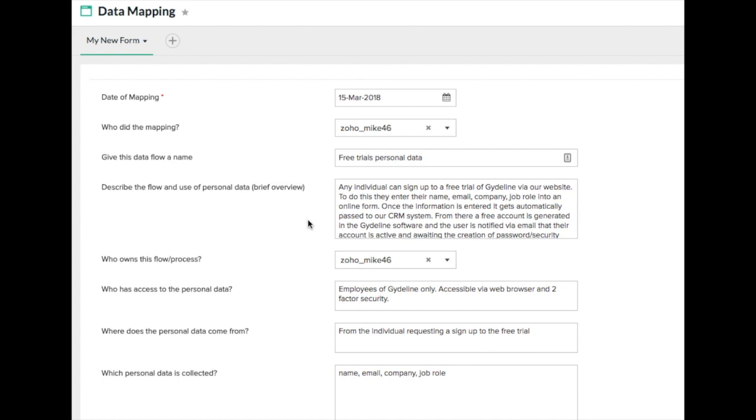Who owns the process? We describe who owns the process. We then describe who has access to the personal data. In this case, it's employees of Gydeline only, and a small bit of detail about the security we've got on there. Details about where the personal data comes from, and then which information we collect. So in this case, it's a very small amount of data: name, email, company, and job role.